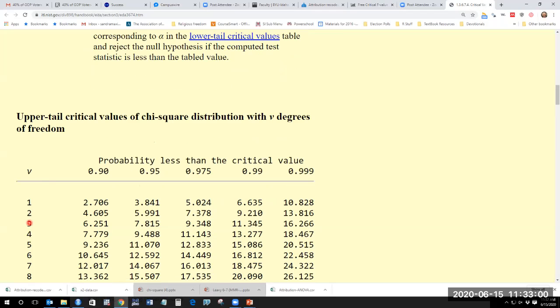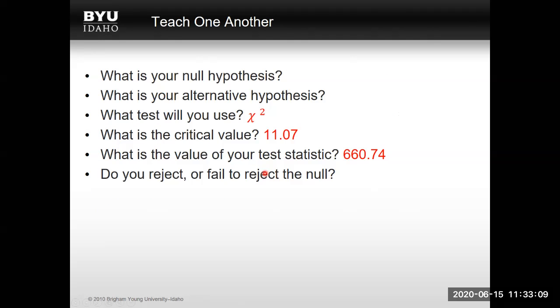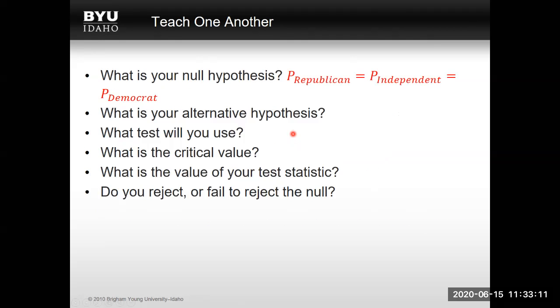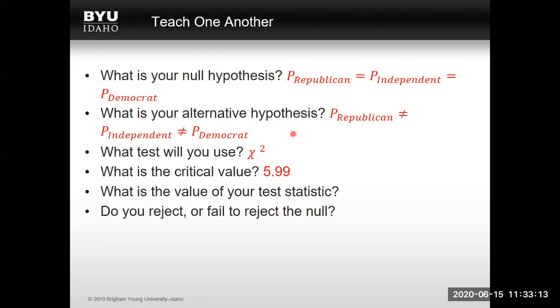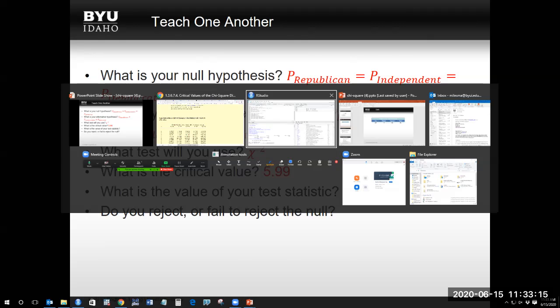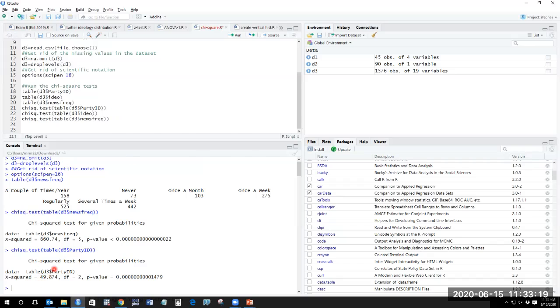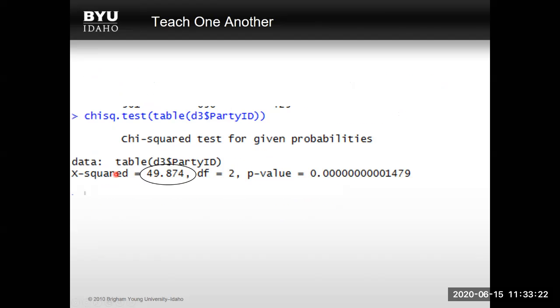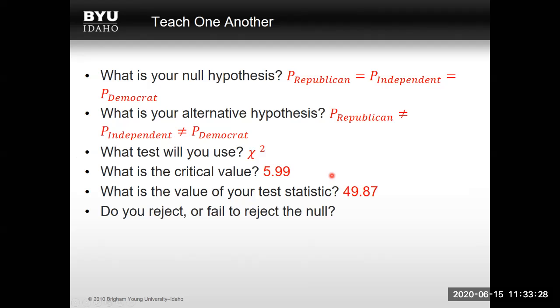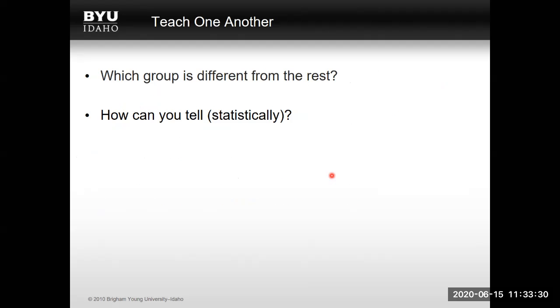If I have 6 categories, it's 11.070 is my critical. Oh wait, no, that one had 3, sorry. So that would be 5.99. This one would be, there we go, okay. 5.99, my chi-squared on the party ID is 49.874. That is larger than 5.99. My p-value is less than 0.05. So I reject the null hypothesis.